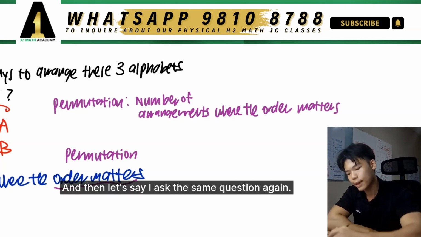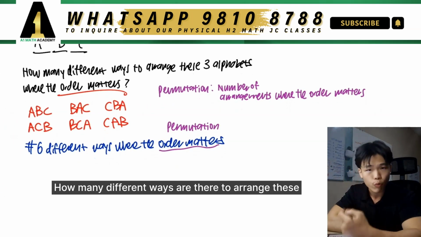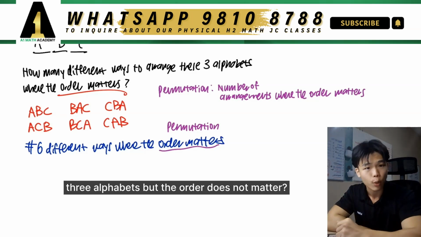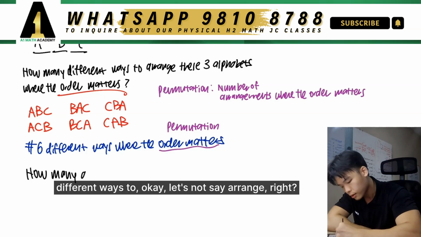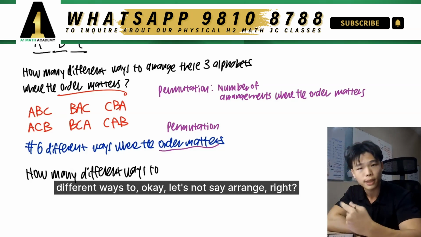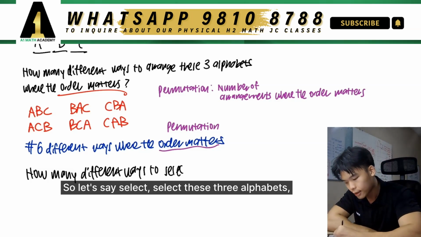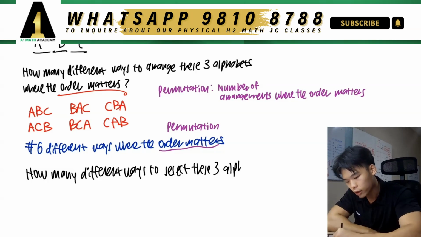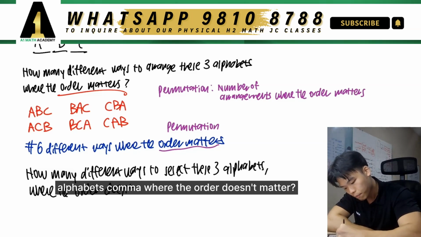Then let's say I ask the same question again. How many different ways are there to arrange these three alphabets, but the order does not matter? Let me use this space here. How many different ways to, okay, let's not say arrange, because arrange actually implies that the order matters. So let's say select these three alphabets, where the order doesn't matter.